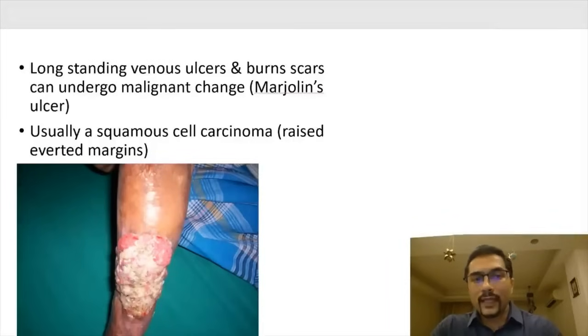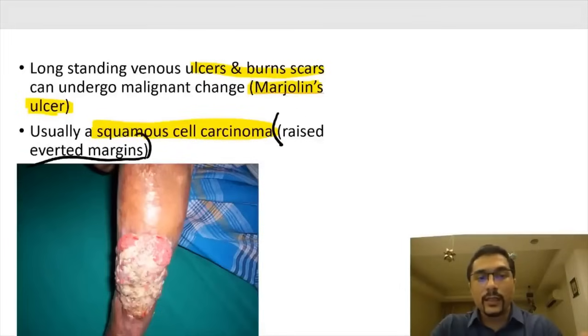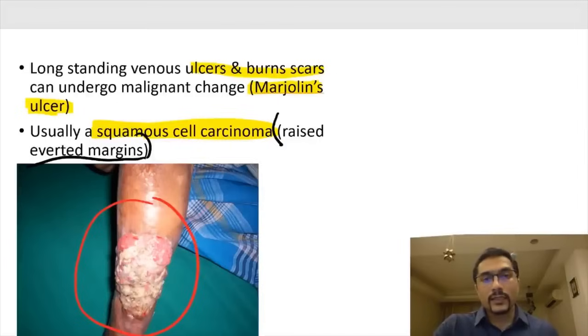So long-standing venous ulcers and burn scars can undergo malignant change. And the name Marjolin's ulcer has been asked multiple times in the exam. So please remember this. This Marjolin's ulcer is usually a squamous cell carcinoma. And how do we identify a squamous cell carcinoma? It is going to have raised, everted margins. The image of Marjolin's ulcer was asked in the last year's FMG exam. So you should know the image as well. It will be in the region of a scar.